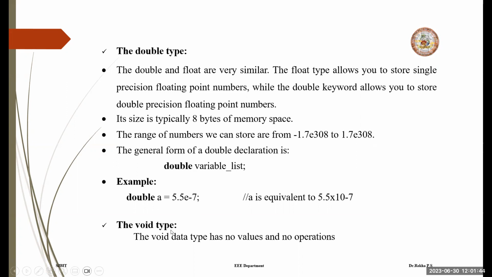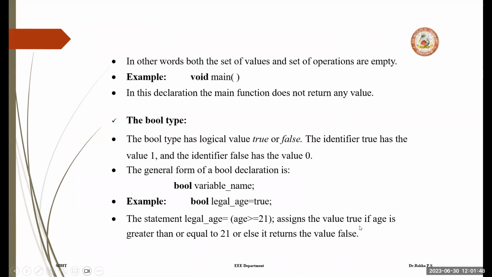So next comes void type. The void data type has no values and no operations. In other words, both the set of values and the set of operations are empty. How do you declare the void type? Void is a keyword, void main. So this is an example. In this declaration, main is a function which does not return any value.